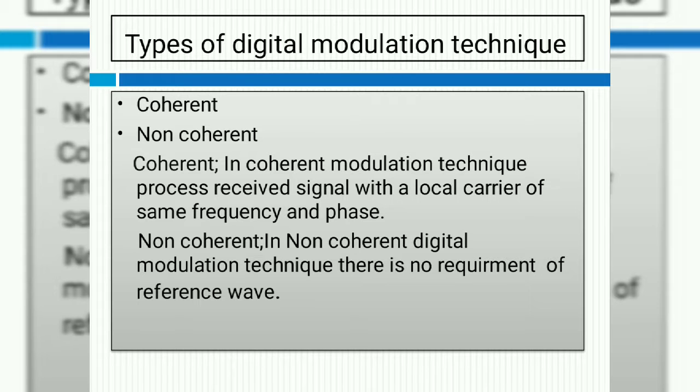Coherent means, in coherent modulation techniques, the received signal is processed with a local carrier of the same frequency and phase. There will be a requirement of a reference signal, where the reference signal is a local carrier having the same frequency and phase. We take it as a reference in order to recognize the original signal. So whenever a local oscillator is required, that is known as coherent. In non-coherent digital modulation techniques, there is no requirement of a reference wave to recognize the signal at the receiver side.